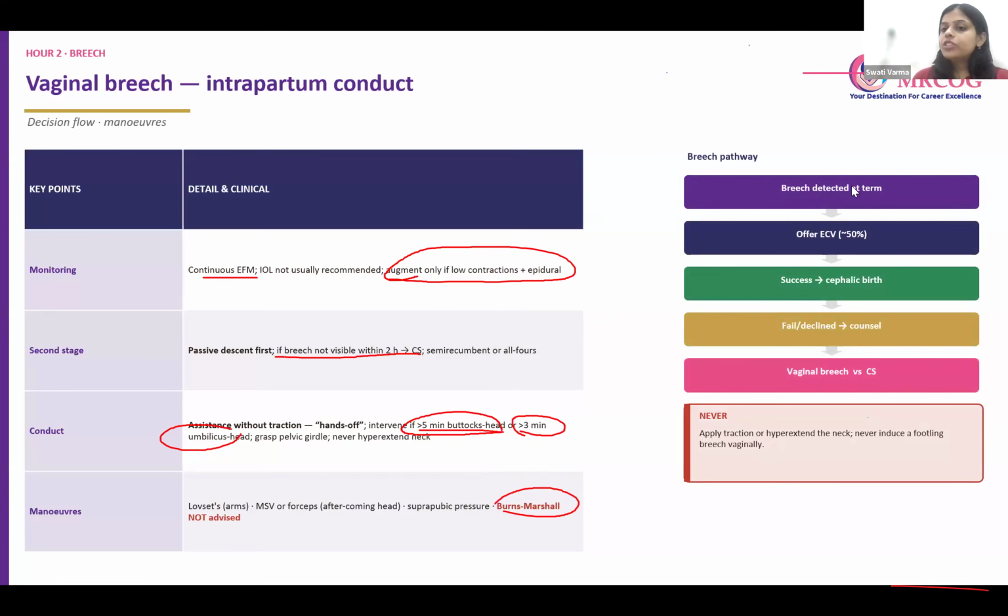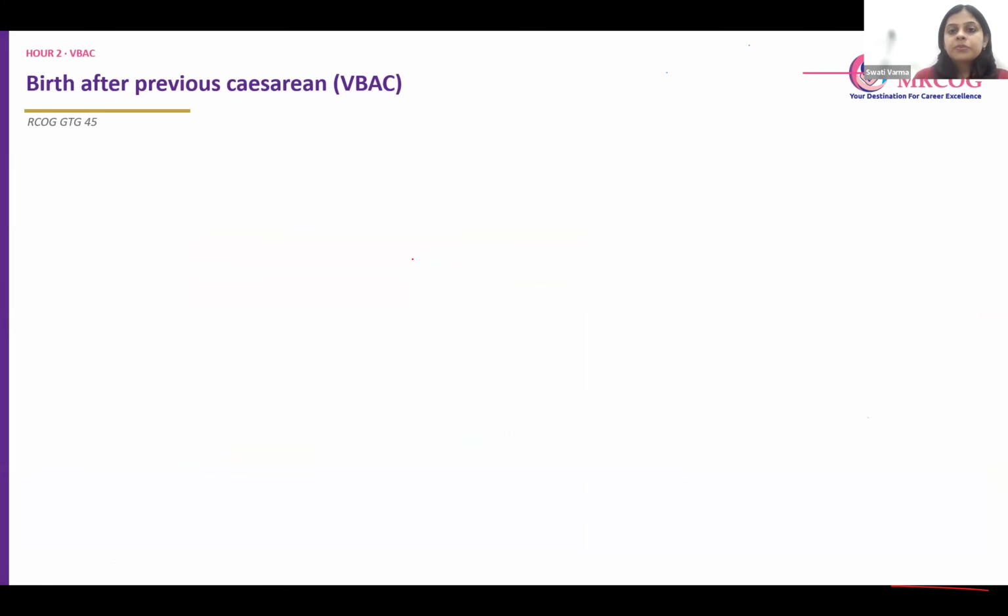So, the breech pathway: breech detected at term, ECV first. If it is successful, it's good. We can plan vaginal cephalic birth. If it fails or the lady declines, then counsel regarding the mode of birth, whether she wants to go with planned vaginal breech birth or cesarean section, and then act accordingly. Never apply traction or hyperextend the neck. Second thing, never induce a footling breech vaginally. Footling and hyperextended neck, these two are contraindications to vaginal breech birth, so prefer not to deliver vaginally.